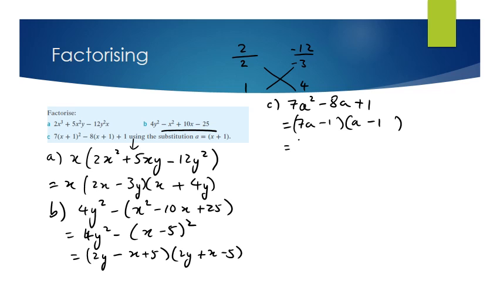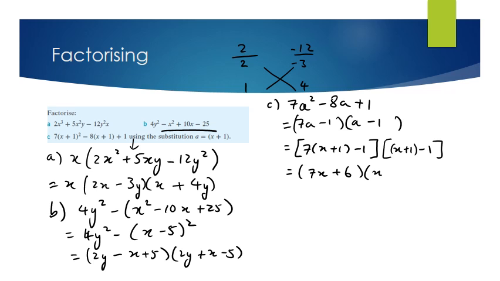So then we get 7 bracket x plus 1 minus 1, then x plus 1 minus 1. Expand out our brackets, then we have the final answer. Now if you want to, you can leave it at that, or you should be putting the x in the front.